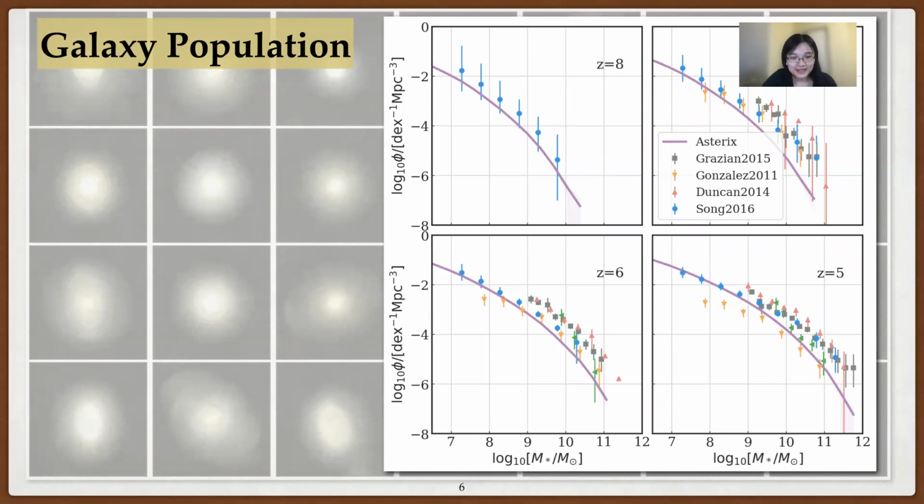Here I'm showing the galaxy mass function from redshift 8 to redshift 5, and we can see that they're in pretty good agreement with the constraints from the high redshift galaxy observations.